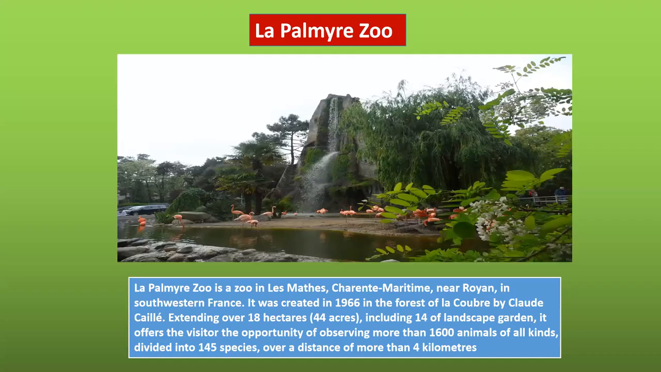Okay, so these are just some of the animals found in this place. Moving on to the next zoo, that is La Palmyre Zoo. This lies in the southwest of France. It was created in 1966 in the forest of La Coubre by Claude Caillé. It extends over 18 hectares and includes 14 landscape gardens. It offers visitors the opportunity of observing more than 1,600 animals of all kinds, divided into 145 species over a distance of more than 4 kilometers.